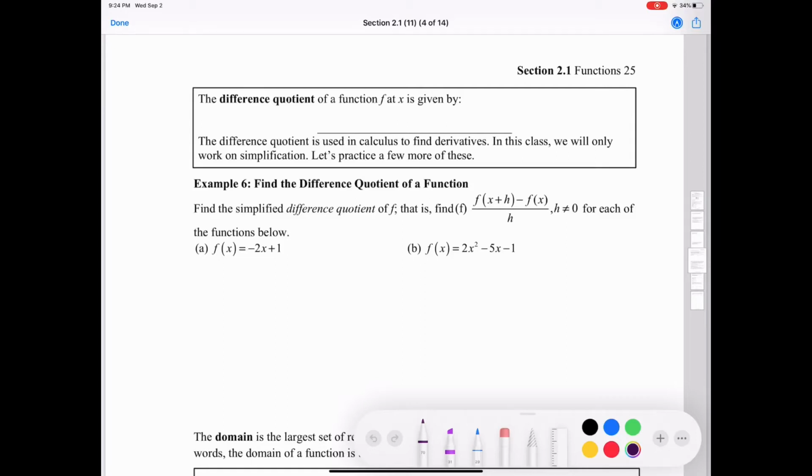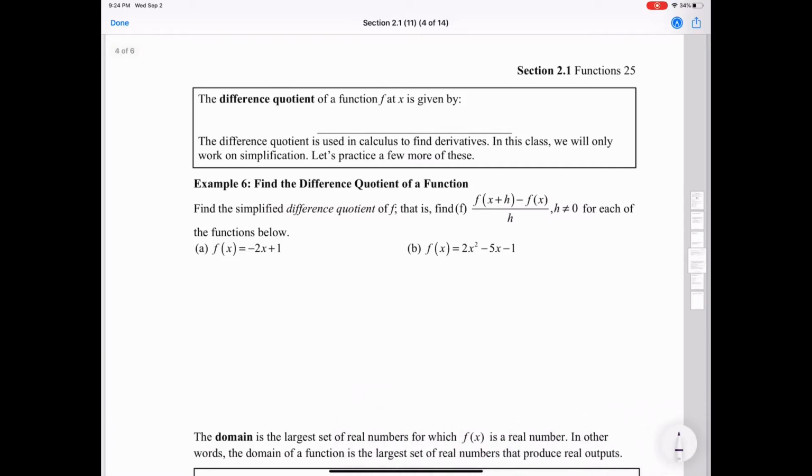In this video, I'm going to show you how to find the difference quotient. The difference quotient of a function f at x is given by f of x plus h minus f of x over h.